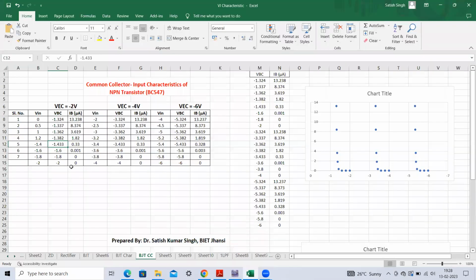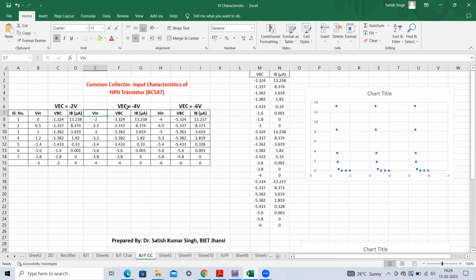I have already conducted this experiment, so you can see this table and try to verify all this data. Remember, these potentials should all be shown as negative, and you can obtain this complete table. I have gone up to minus 2 volt and obtained these results. Similarly, you can change this V in: minus 2, minus 2.5, minus 3, minus 3.2. Here I have stopped at minus 2, where the current has dropped to 0.